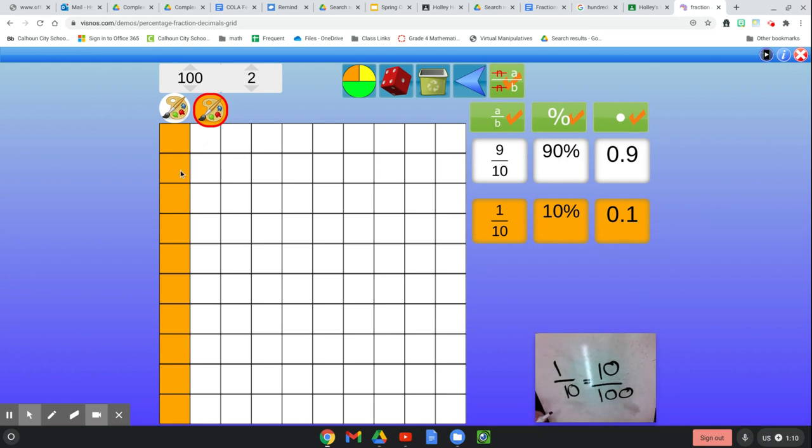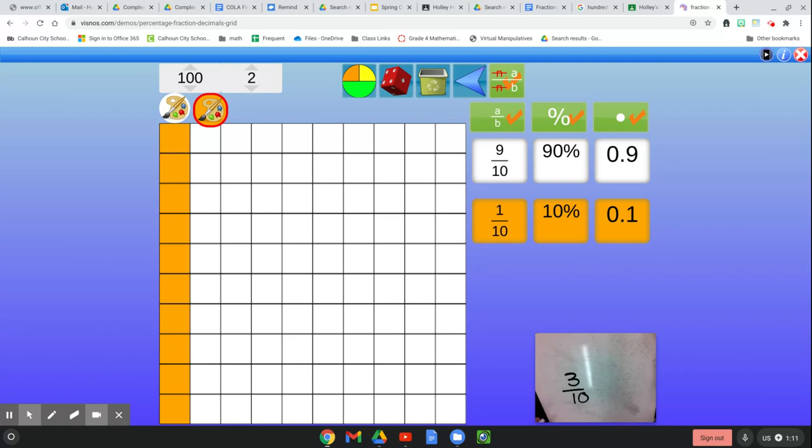And here's 10 hundredths right here. 1, 2, 3, 4, 5, 6, 7, 8, 9, 10 out of 100. So this is just like equivalent fractions. 1/10, if I just multiply this by 10 tenths, that gives me 10 hundredths. Awesome. Okay, so now what if I wanted you to show me what 3/10 was on your grid?